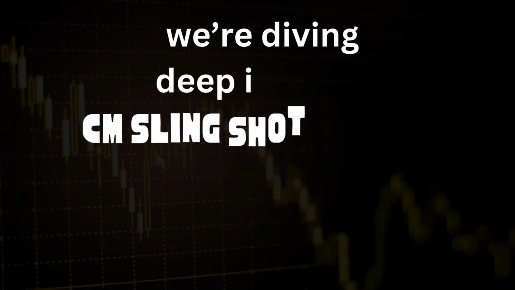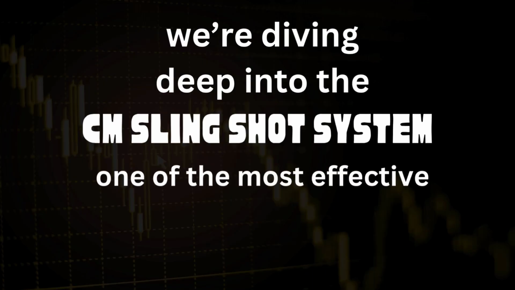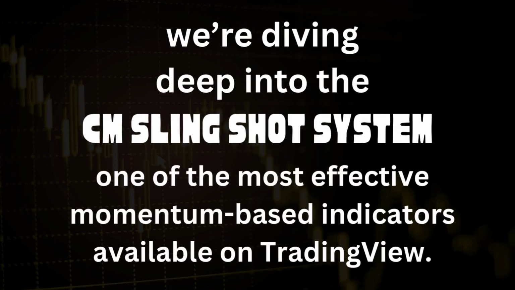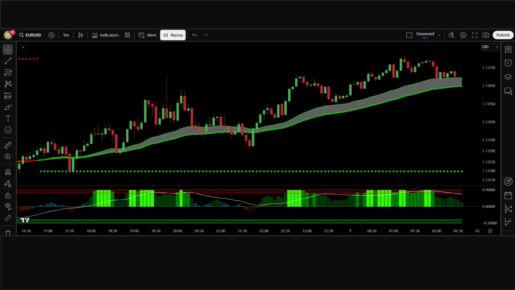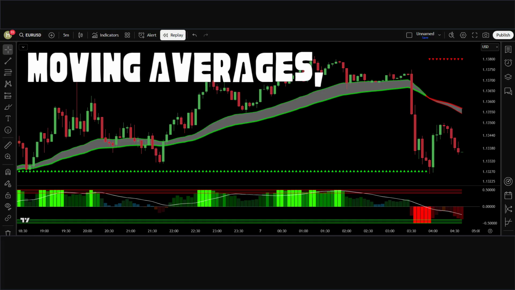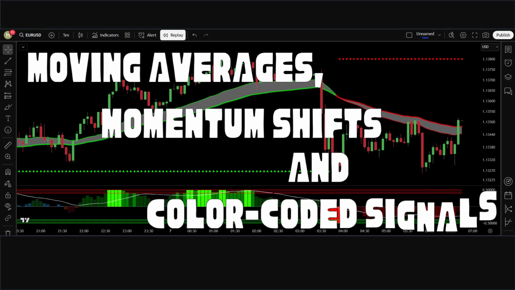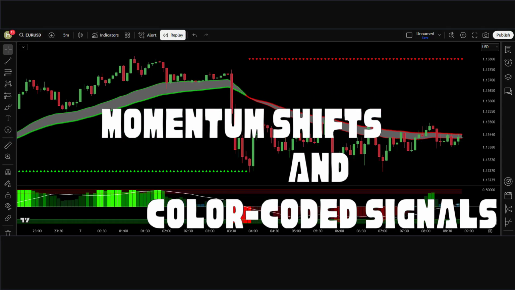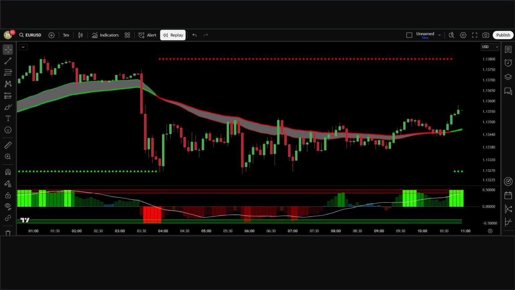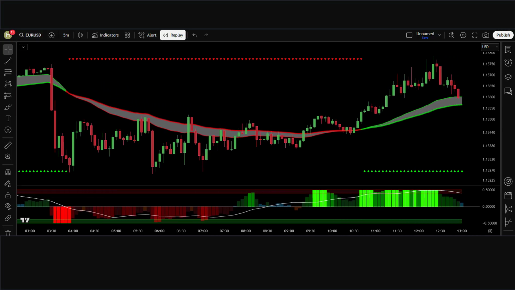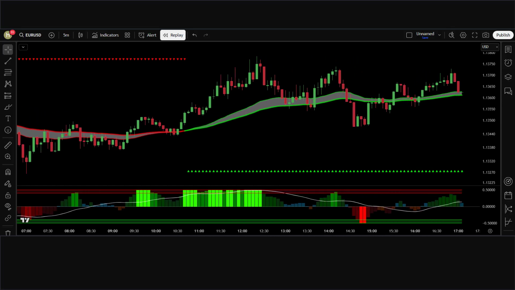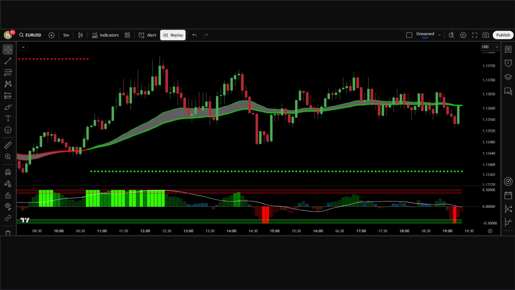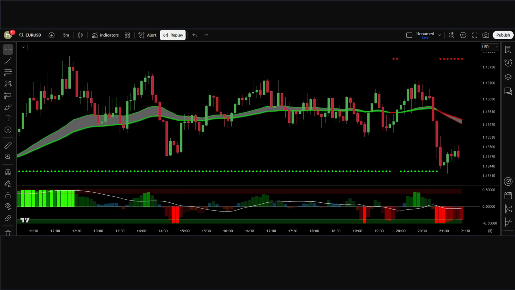In this video, we're diving deep into the CM Slingshot system, one of the most effective momentum-based indicators available on TradingView. Designed by Chris Moody, this system blends moving averages, momentum shifts, and color-coded signals to help traders identify early trend entries and high-probability trade setups. The beauty of the CM Slingshot system lies in its visual simplicity. Green and red signals guide your buy and sell decisions, making it perfect for both beginners and advanced traders.